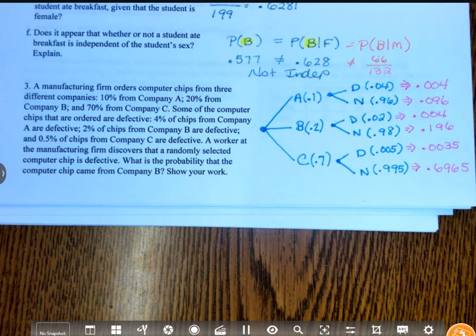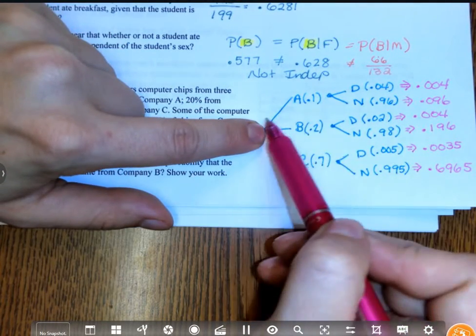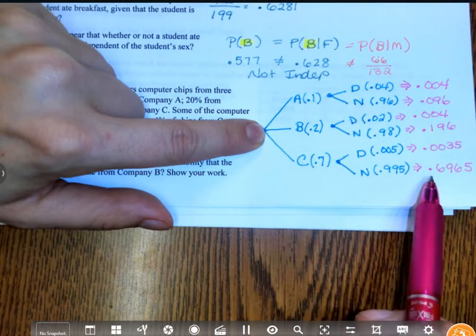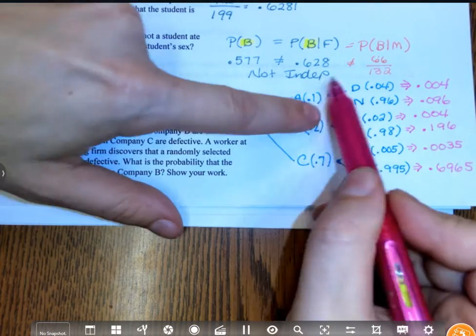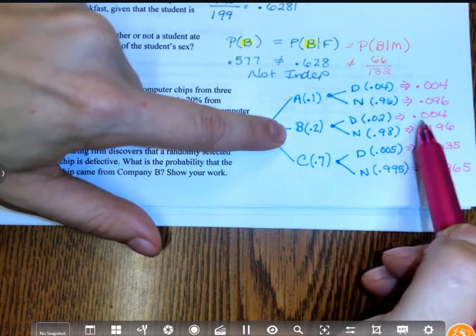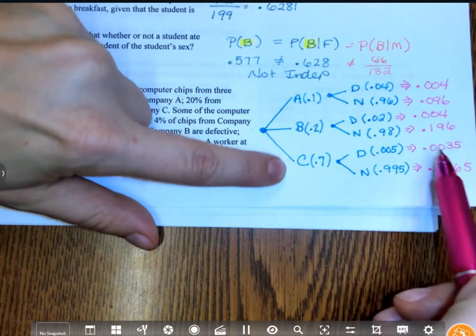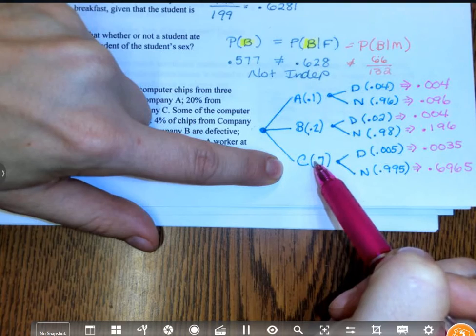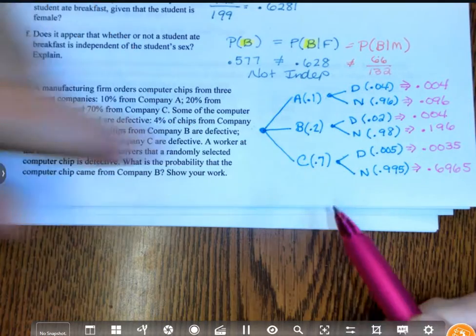Do our numbers match? What you got, what I got? And since this is the bottom of all of these leaves, they all stem from here, what should all of these add up to? 1. And look, 0.004 plus 0.096 is 0.1. 0.004 plus 0.196 is 0.2. 0.0035 plus 0.6965 is 0.7. This times this equals this.